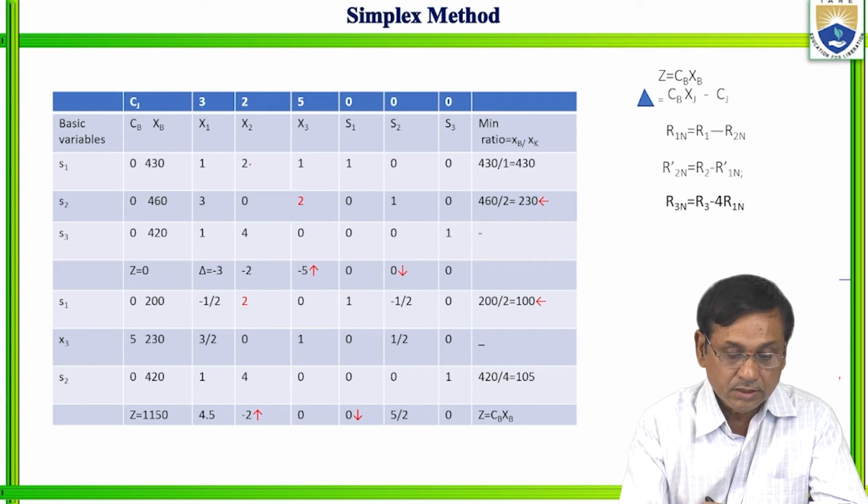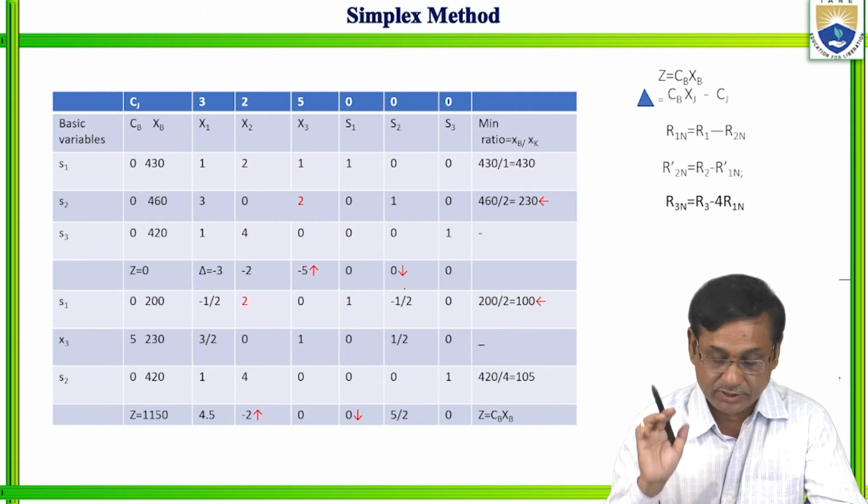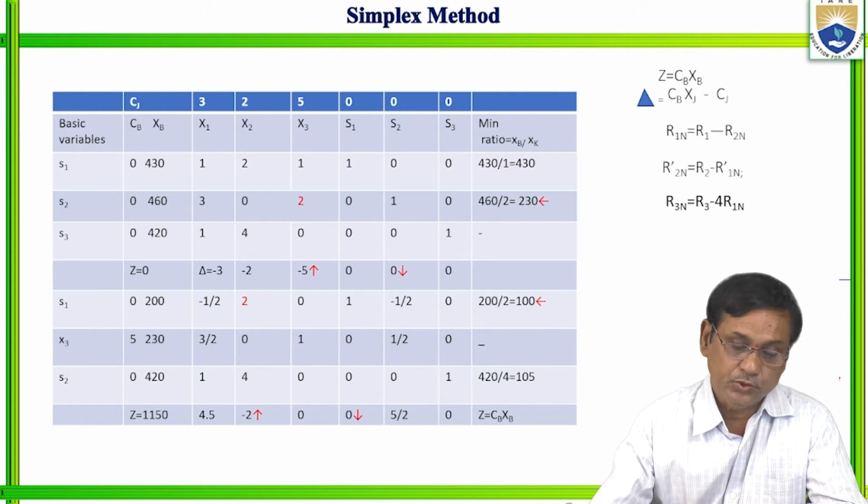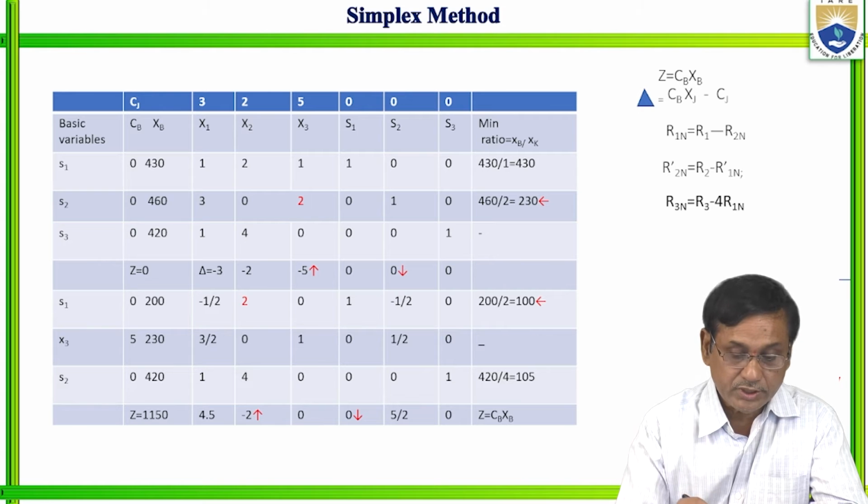Then the second one is 2. 2 minus 0 is 2 only. And third row 1 minus 1 is 0. And here 1 minus 0 is 1. 0 minus half is minus half. So that is corresponding to the first row. So first row operation is R1 is equal to R1 minus R2. That is new R2.